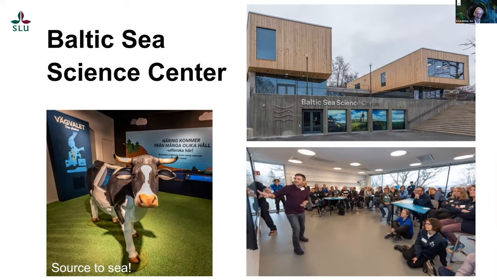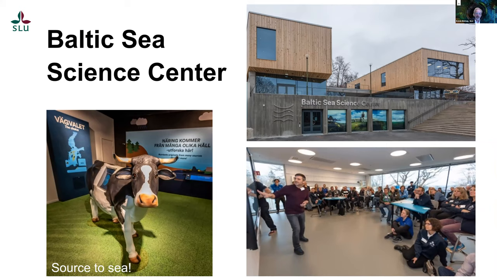And a part of what is taught at Skansen is this source to sea concept, as represented by this nice friendly cow here. If one is concerned that there are too many nutrients in the ocean, we need to know where they're coming from on land, with farms being some of the most important ones.